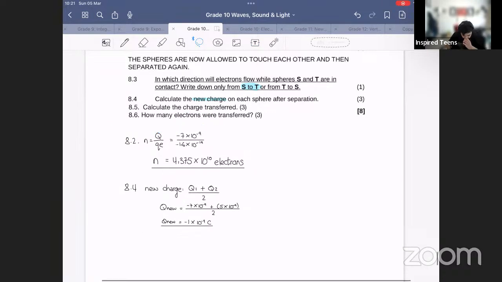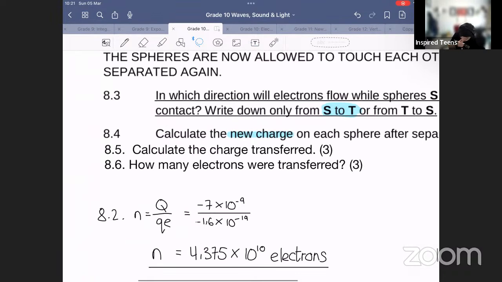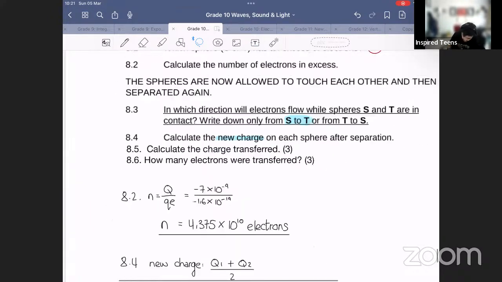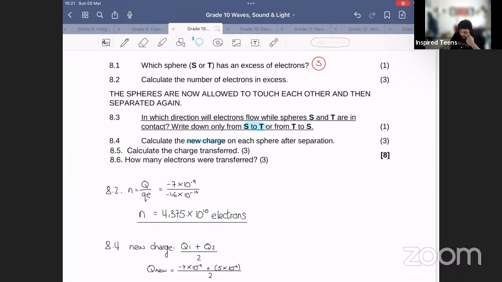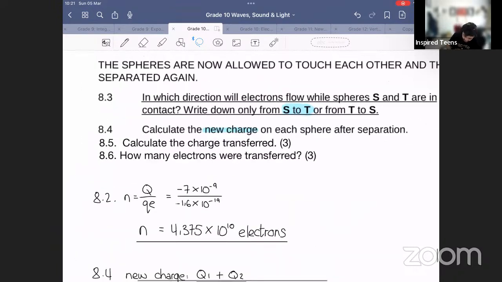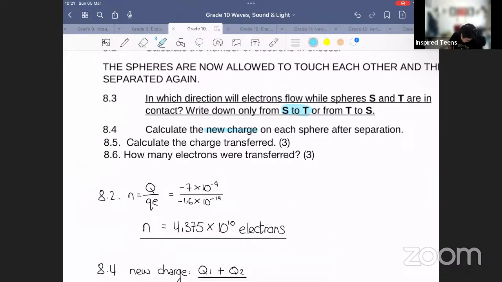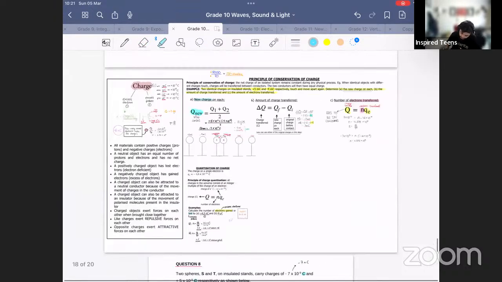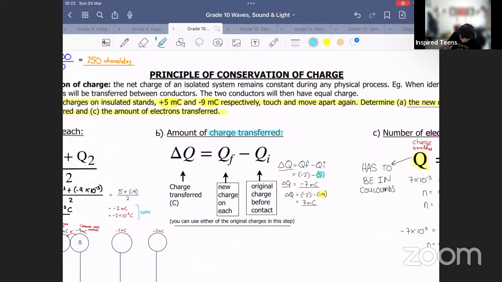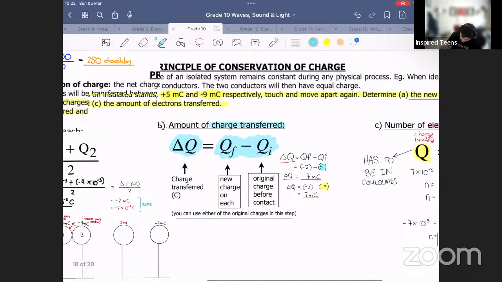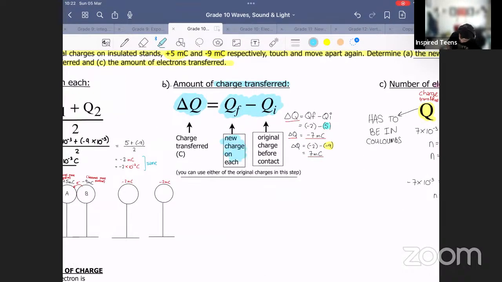Okay, so 8.5 says calculate the charge transferred. So 8.4 said calculate the new charge on each sphere after separation. 8.5 says calculate the charge transferred. So let's go back to our formula. We have a formula for charge transferred. It's known as delta Q. Delta Q is equal to Q final minus Q initial. Q final is the new charge on each. Q initial is the original charge before contact.